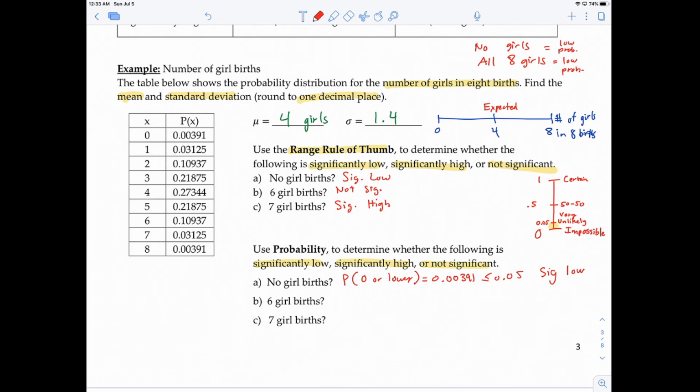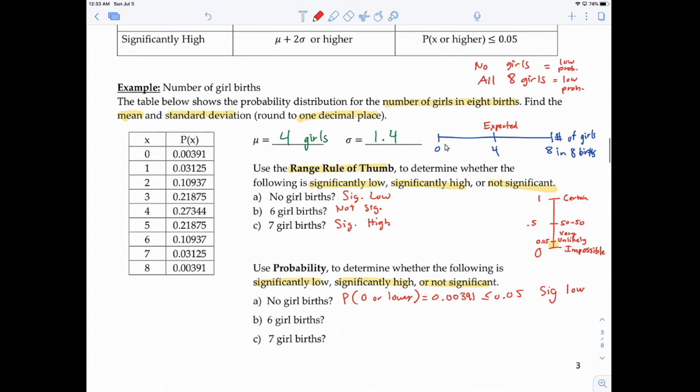Why are we saying it's significantly low? Well, it's because it's less than what we expect, right? Because 4 is what we expect. 0 is less than 4. Is it significantly low? Yes, it is, because the probability of it is very small.